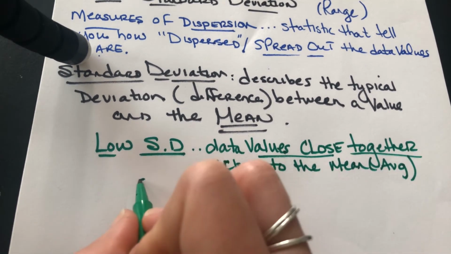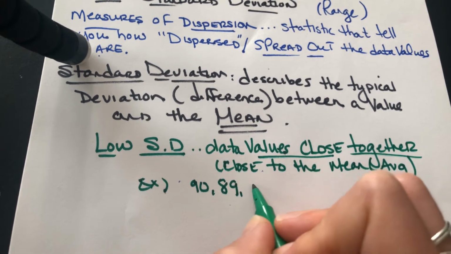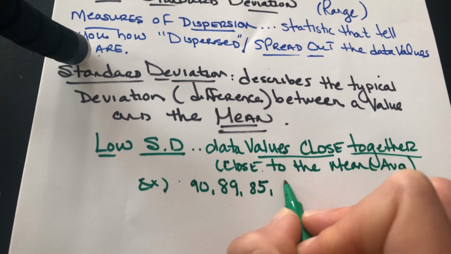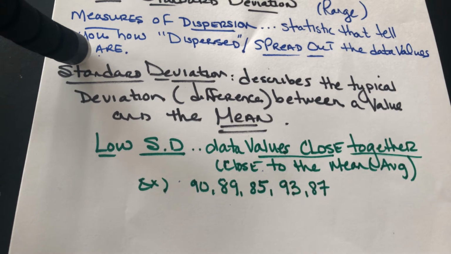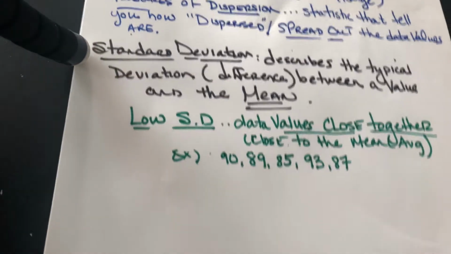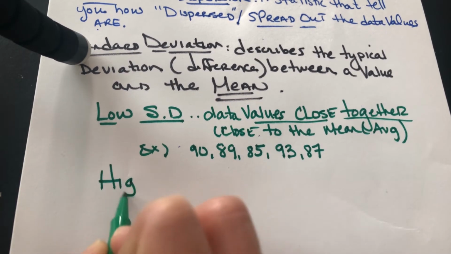So for example, if you had 90, 89, 85, 93, something like 87. All of those values are pretty close to what the average would be. Your highest value is 93 and your lowest is 85. So let's say the average could be like an 89. They're all pretty close to 89. So that's a low standard deviation. Okay, you would probably prefer a low standard deviation when I'm testing you.